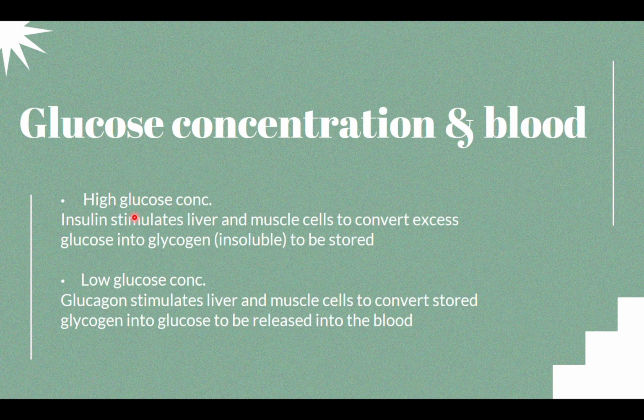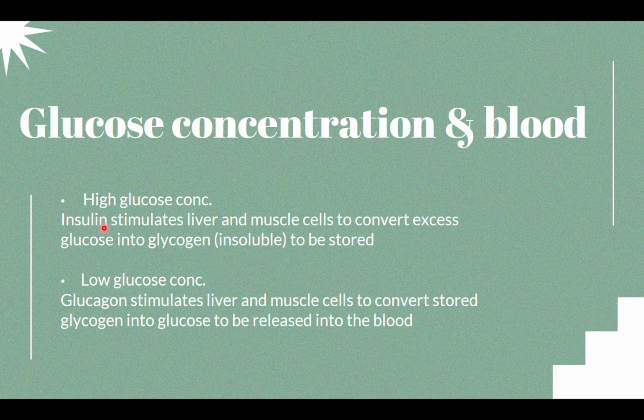So, glucose concentration in blood. When there's a very high glucose concentration in your blood, let's say you had the fight or flight mode, your adrenaline increased, and so your glucose concentration in your blood also increased, what will happen? Insulin will be stimulated by your pancreas, which will cause the liver and muscle cells to convert excess glucose into glycogen. It will become insoluble to be stored. So there will be less glucose in your blood and you'll go back to normal state.